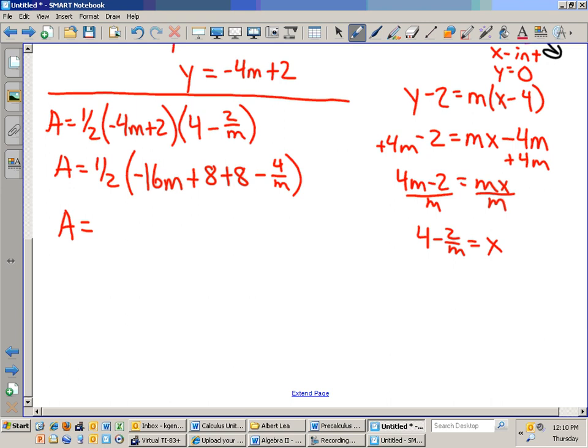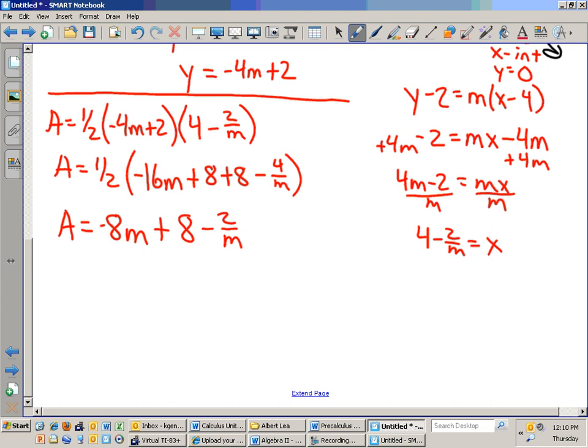So area is equal to, we'll multiply through by 1/2. 1/2 of negative 16m is negative 8m. I'm sorry, thank you. 1/2 of 8 plus 8 is 8. And 1/2 of 4 over m is 2 over m. That's the expression for my area given a certain slope.